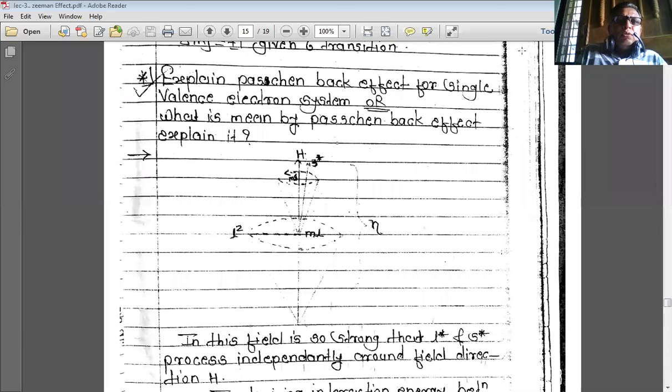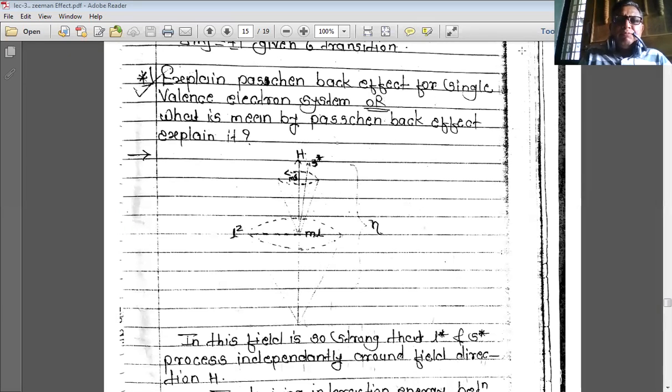Hello students, today we are going through the third lecture on atomic physics, chapter number 3, Zeeman effect and Paschen-Back effect. So the question on this chapter is: explain the Paschen-Back effect for a single valence electron system, or what is meant by the Paschen-Back effect, explain it.